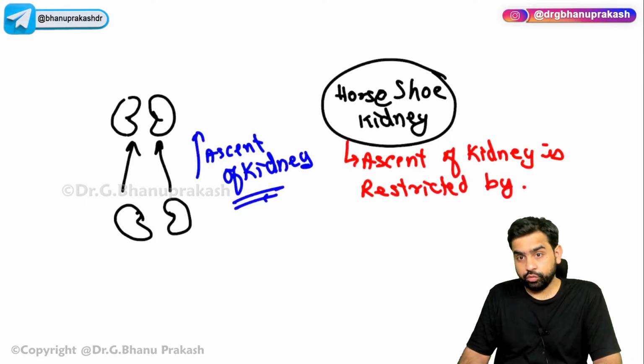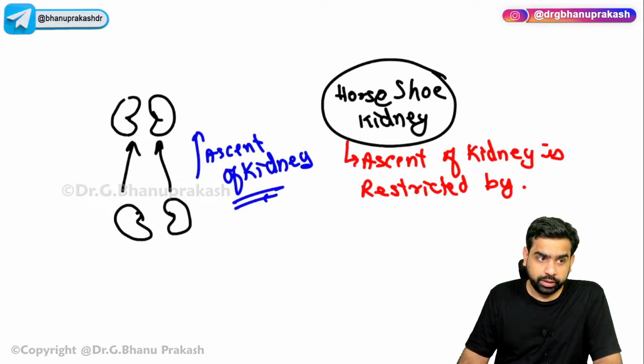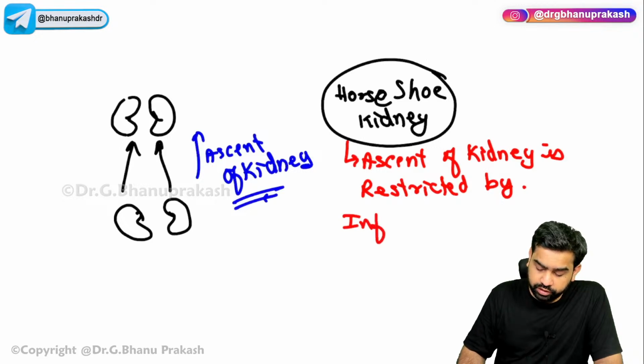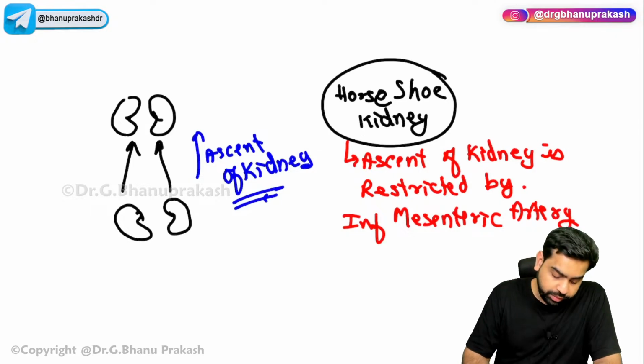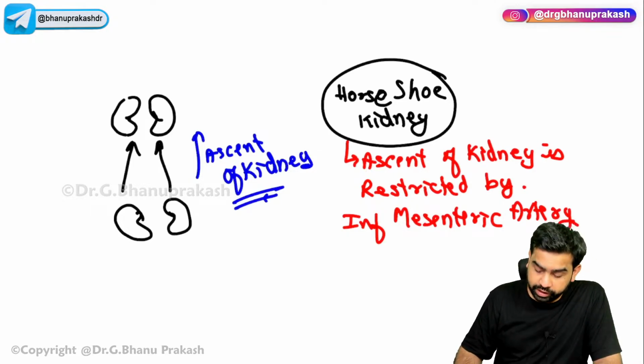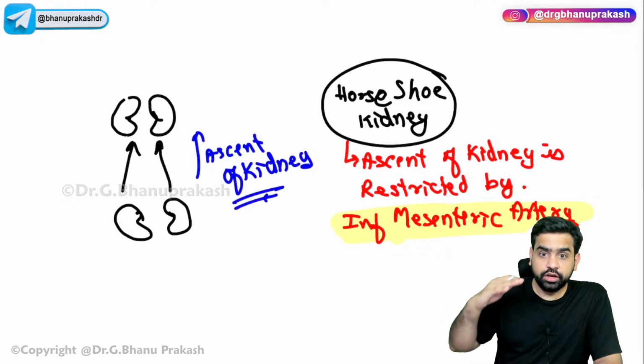an artery. So which is the artery that is going to restrict this ascent of the kidney? Very, very important MCQ. Please try to understand. It is your inferior mesenteric artery. A very important MCQ, guys. I hope you remember this. So the ascent of the kidney is restricted by the inferior mesenteric artery.